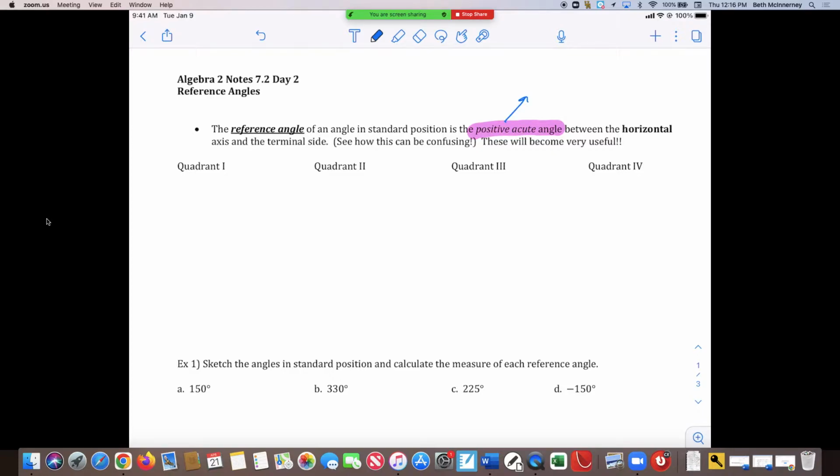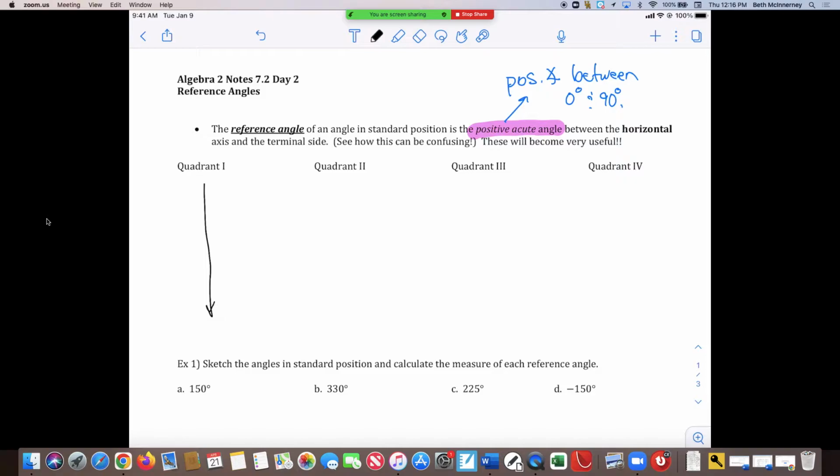It is a positive angle between 0 degrees and 90 degrees. A reference angle is a positive angle between 0 and 90 degrees. And what I mean by horizontal is the x-axis. As we do these, it'll become apparent by the end of this set of notes why we need to do this.